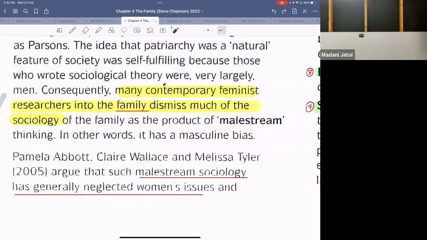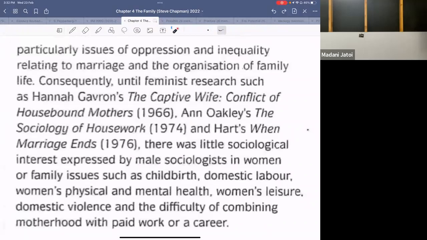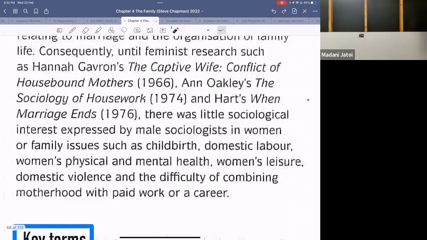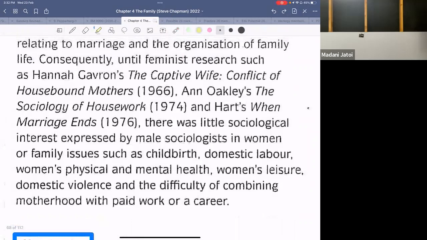According to Pamela Abbott, Claire Wallace, and Melissa Taylor, in 2005, they argued that such mainstream sociology has generally neglected women's issues, and particularly issues of oppression and inequality relating to marriage and the organization of family life. Consequently, until feminist research such as Hannah Gavron's The Captive Wife, Conflict of Housebound Mothers, Ann Oakley's The Sociology of Housework, and Hart's When Marriage Ends, there was little sociological interest expressed by male sociologists. Clear here?